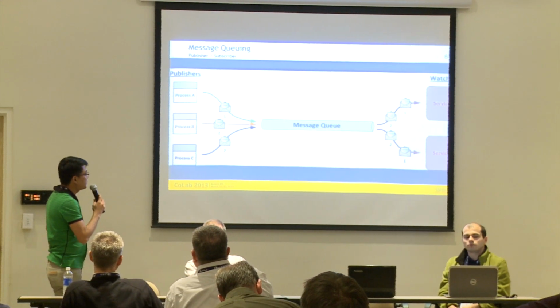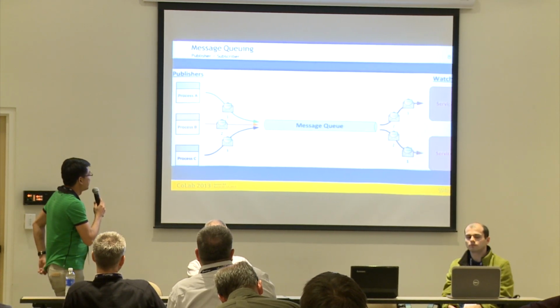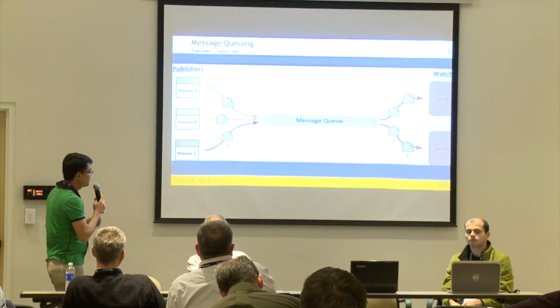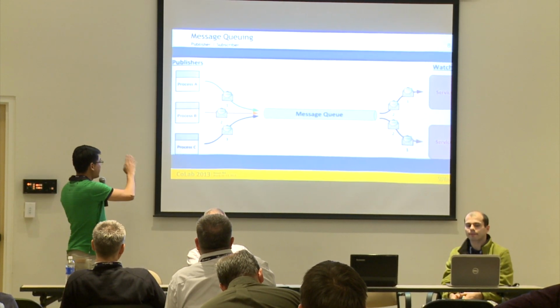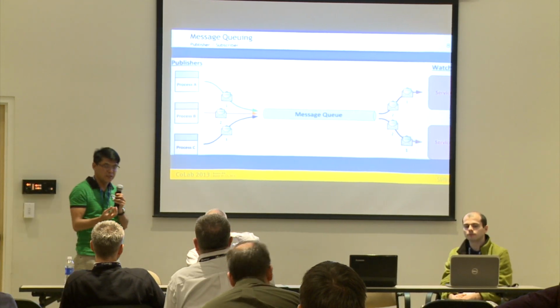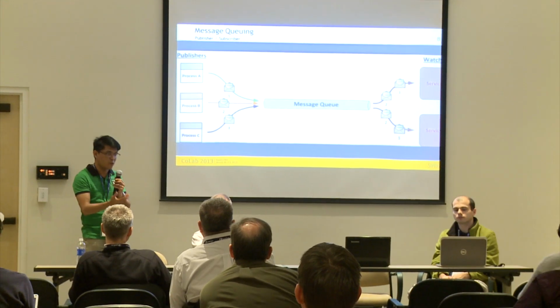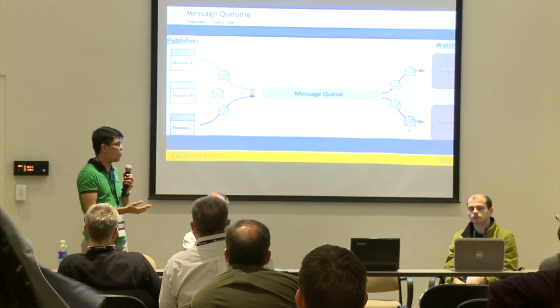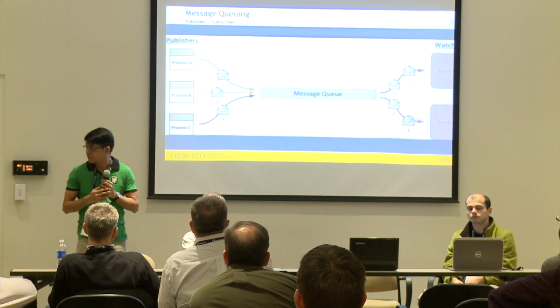Okay, so basically this is a very simple diagram that shows how the message queue is being used. It's pretty simple. A process sends out an event, and another process would either be watching those events, use it for whatever you want to use it for, or perform certain tasks based on receipt of those events.